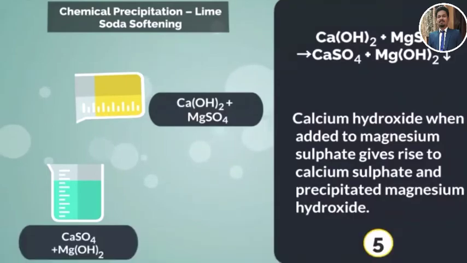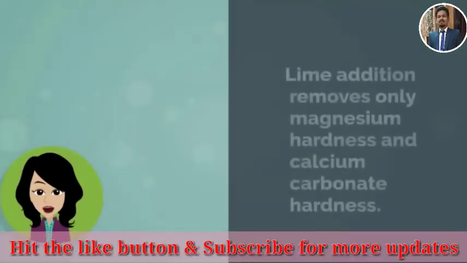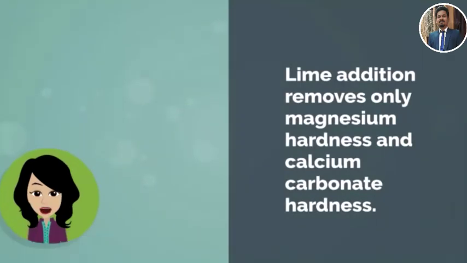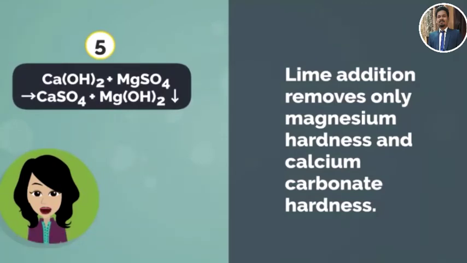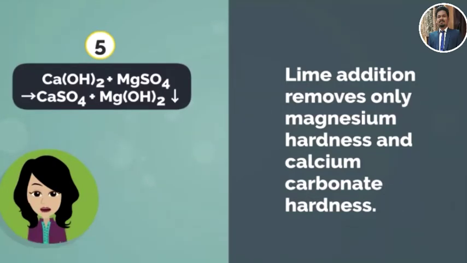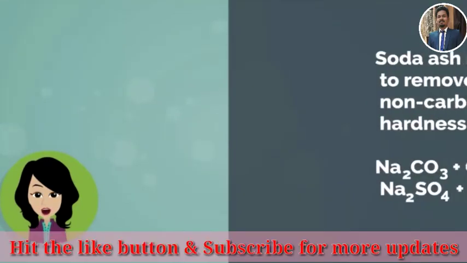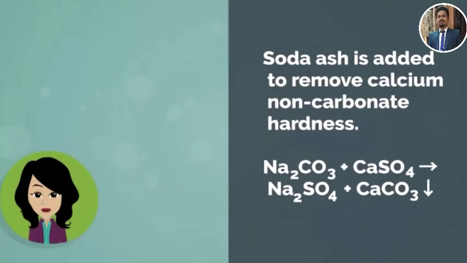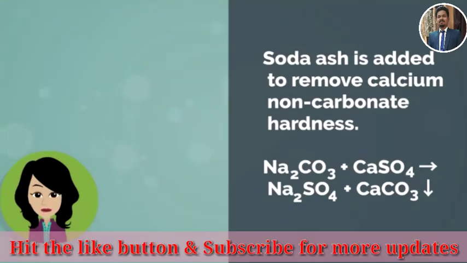Let's go deeper into the process. Lime addition removes only magnesium hardness and calcium carbonate hardness. If you see in equation number 5, magnesium is precipitated. However, an equivalent amount of calcium is added. The water now contains the original calcium non-carbonate hardness and the calcium non-carbonate hardness produced in equation number 5. Soda ash is added to remove calcium non-carbonate hardness. Sodium carbonate, when added to calcium sulfate, gives rise to sodium sulfate and precipitated calcium carbonate.